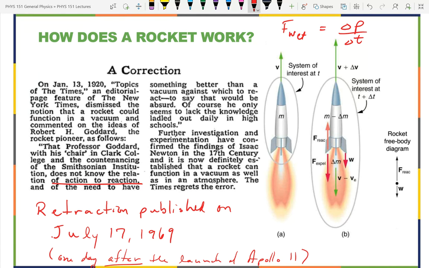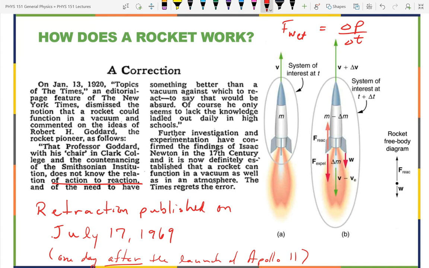So those molecules, before you burn them, were stationary with regards to the rocket. Then they're moving out really quickly in that direction. So those molecules had a change in momentum in that direction. But if the momentum of the rocket and its fuel is conserved, what does the rocket have to do in response? It's going to have to accelerate in the opposite direction so the total momentum stays constant. That's what makes the rocket go.